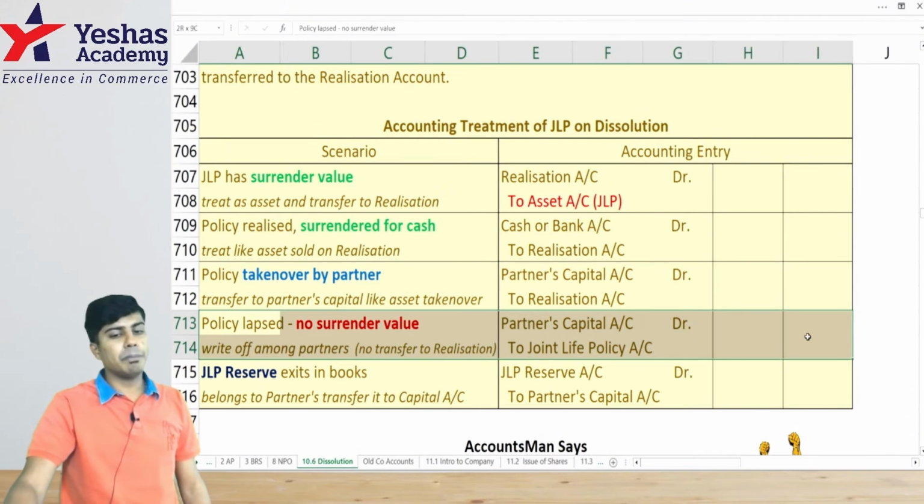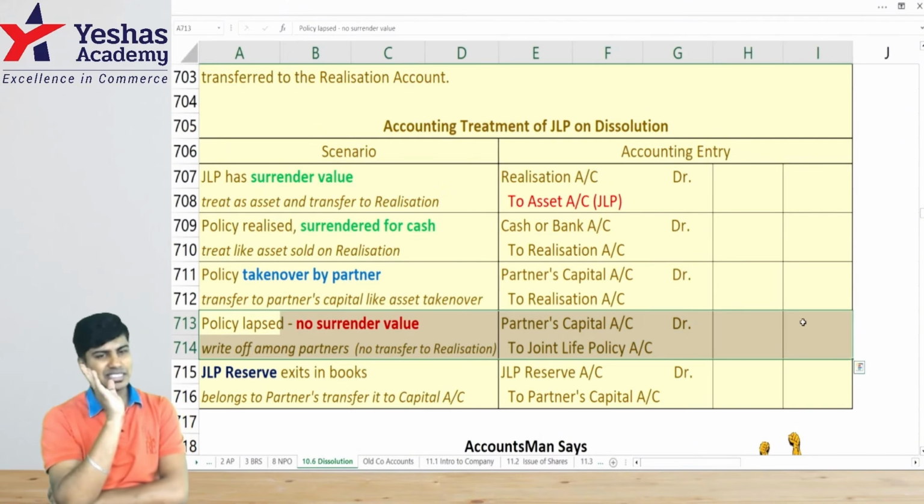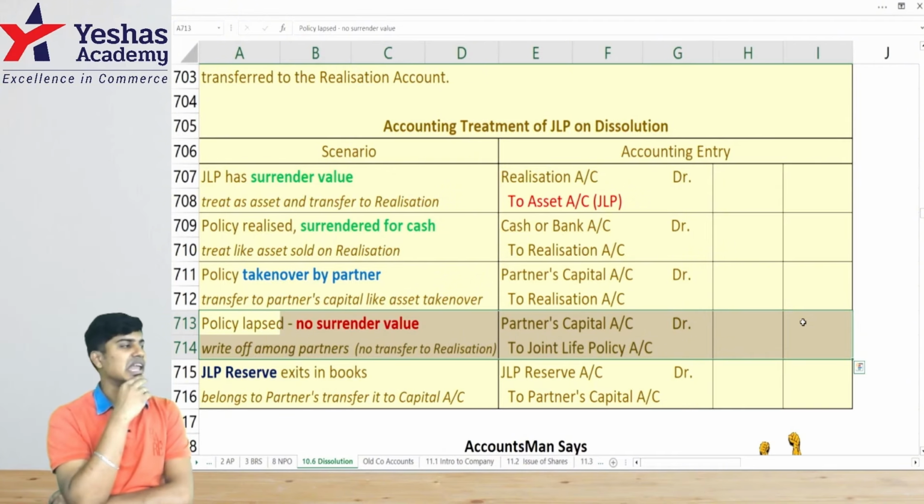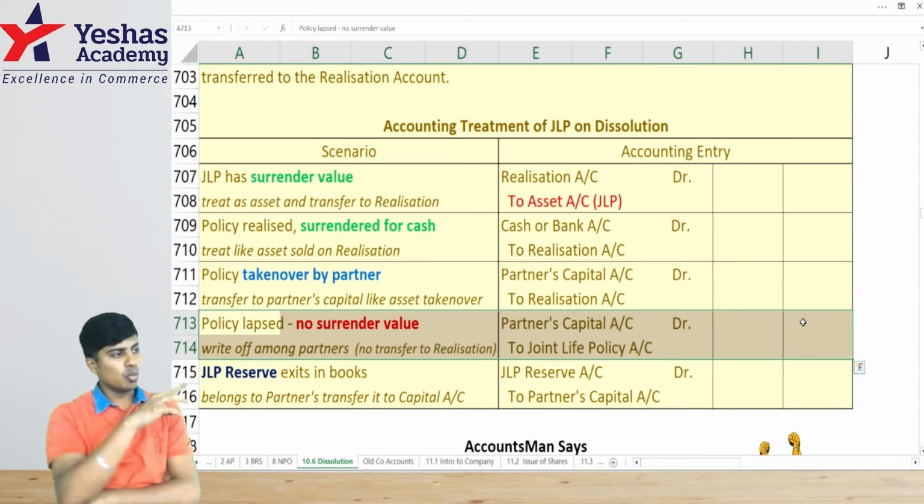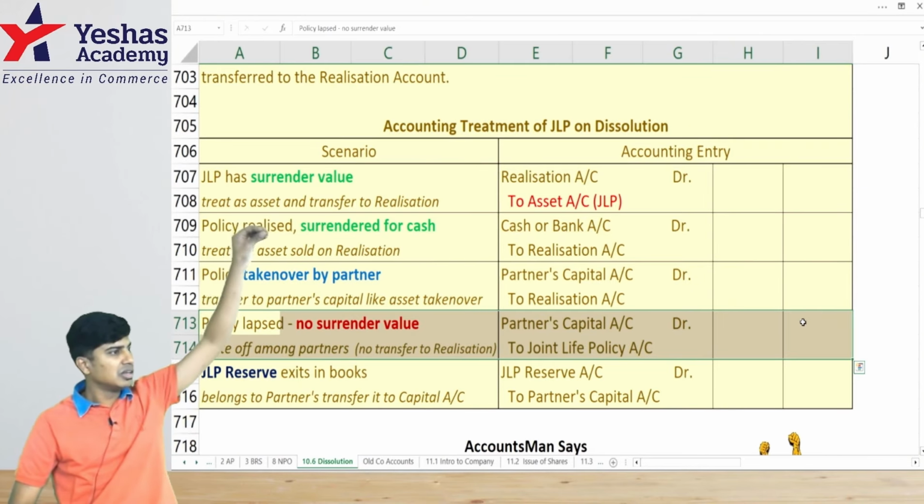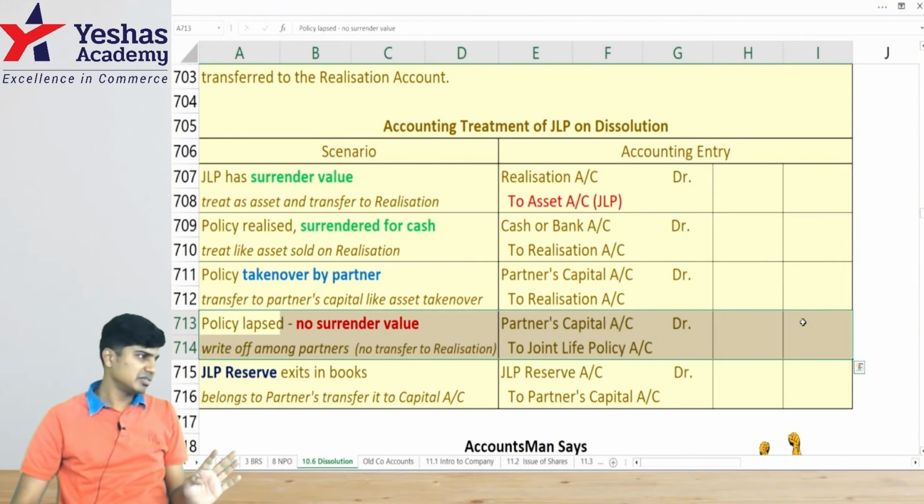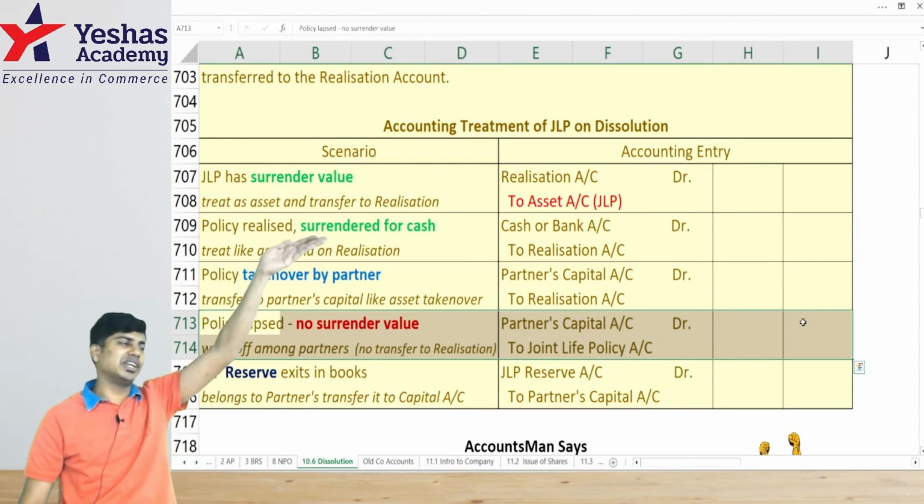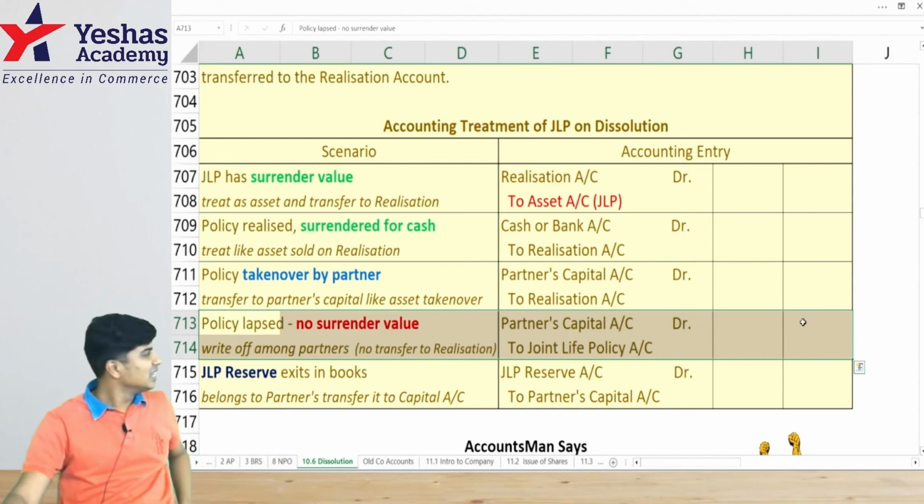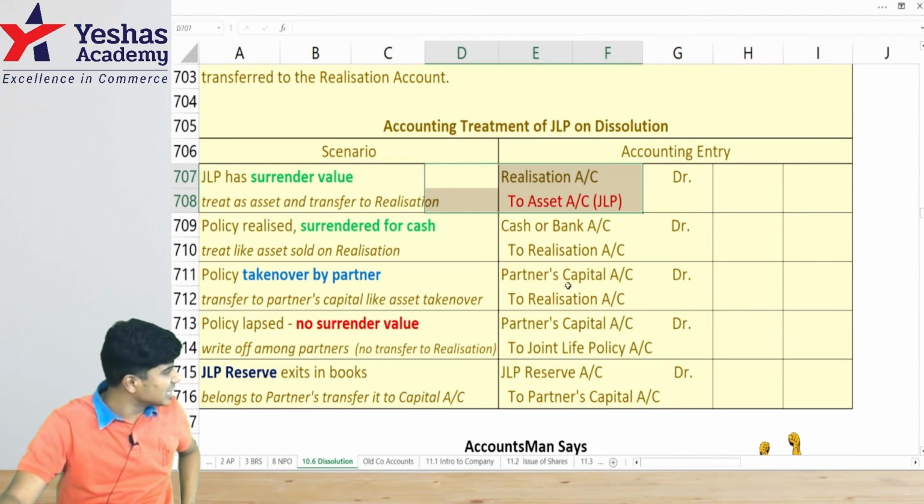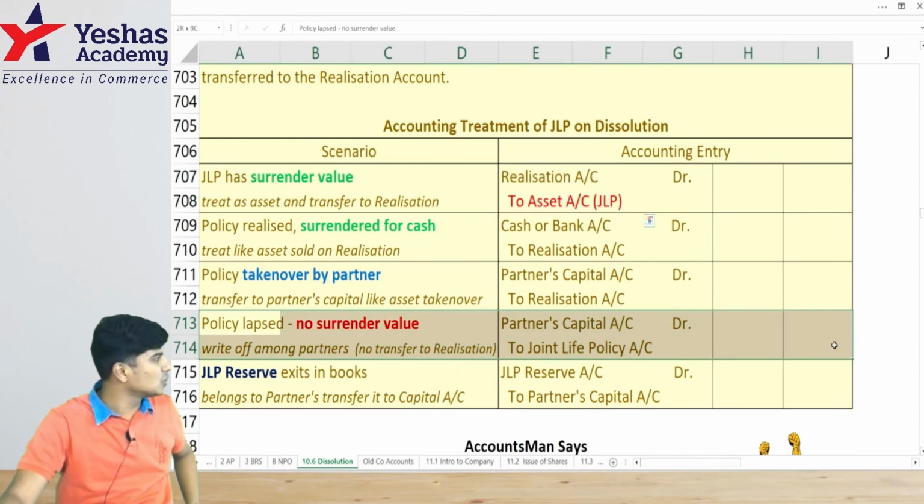Then what if the policy lapses? You have done some breach of agreement. The policy will lapse. The insurance company will not give surrender value. Then two treatments. One, transfer the asset to realization but no cash realized. Or, instead of transferring to realization and not receiving any cash, straight away write partner's capital to asset.